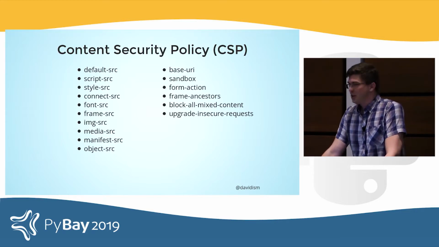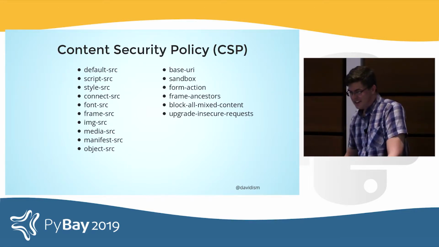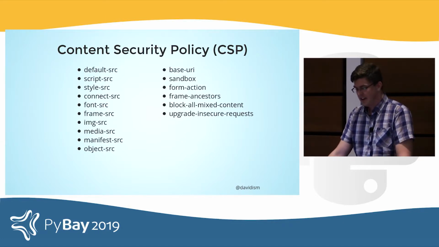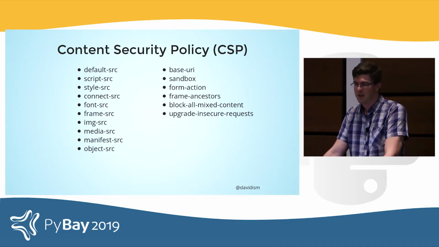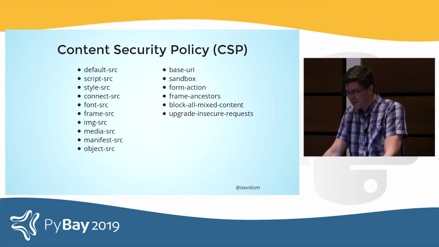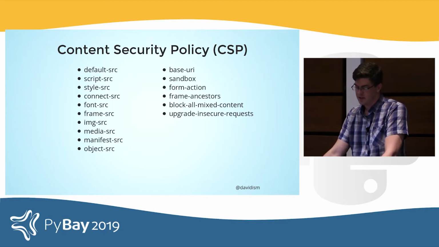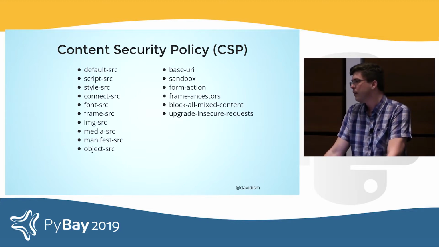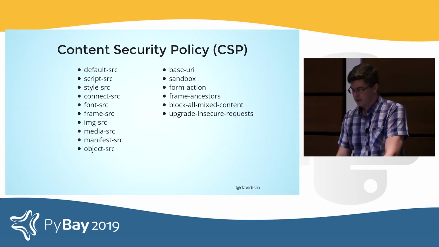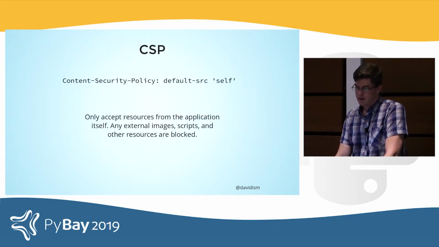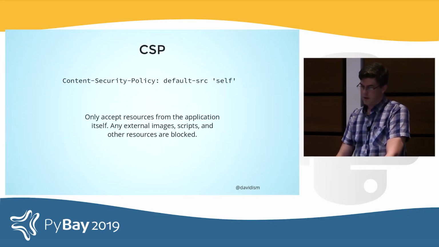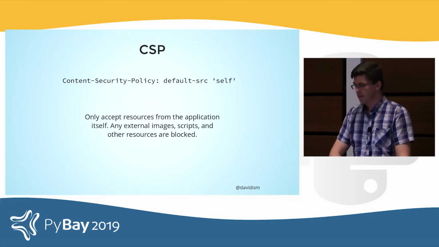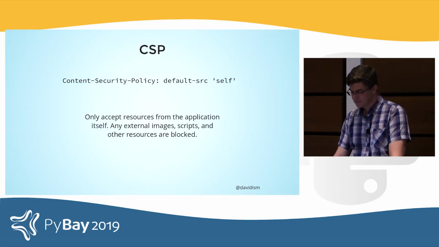So now we get to the really complicated headers. Those were the easy ones. Content security policy. Because it's complicated, it's going to be hard for me to give you a correct way to use this. What content security policy does is it tells the browser what resources it can load and from where. So for example, the strictest policy you can use is the default source is self, which says only accept resources from the application. Anything external that you try to load will just be blocked.